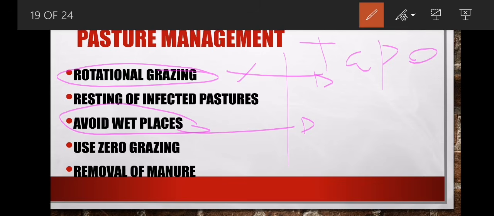Then we also say rest infected pastures. You must be able to rest infected pastures so that you will deal with the liver fluke that is there. You also practice zero grazing. Remember, we must talk about the feedlot.